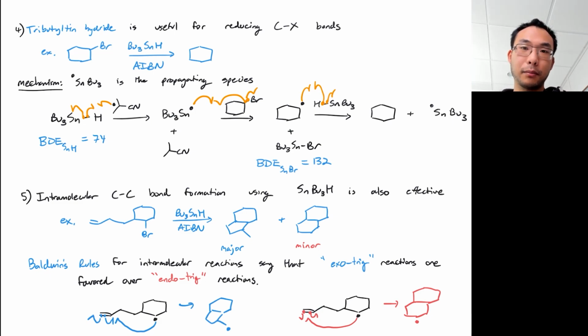The endo process is pushing the extra electron or electrons into the newly formed ring, and the exo process is pushing electrons out of the newly formed ring. And I did say electrons plural because these rules work for ionic reactions as well as these radical reactions, so these are generally good to keep in mind.